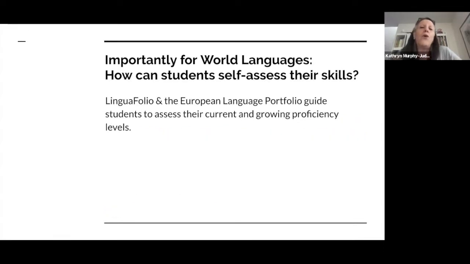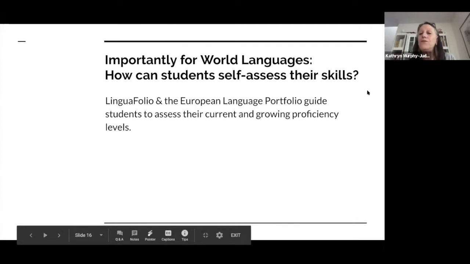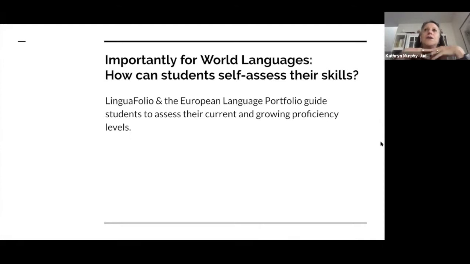So importantly, for world languages, what we want to know is, are students ready to learn self-directedly, and how can they assess their skills? I'm going to have us take a quick look at LinguaFolio and the European Language Portfolio. LinguaFolio is not the only player in this game. It is a language portfolio that was actually started in Virginia, Kentucky, and I think Ohio, and is now being used by NCSSFL and ACTFL as sort of the basis for an e-portfolio in languages, but it itself is based on the European Language Portfolio.